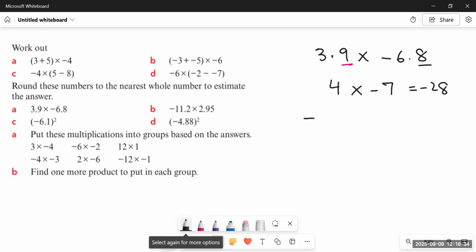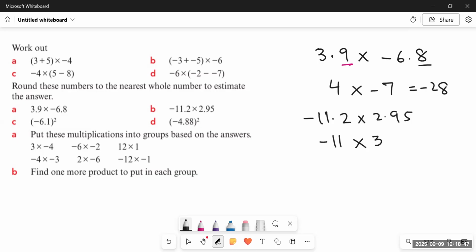Similarly, if we have minus 11.2, now you can see the first decimal place is 2. So we are not going to add anything to 11. It would remain the same. But for 2.95, since it's 0.9, we will add 1 to 2. It becomes 3. Okay. And the answer would be minus 33.